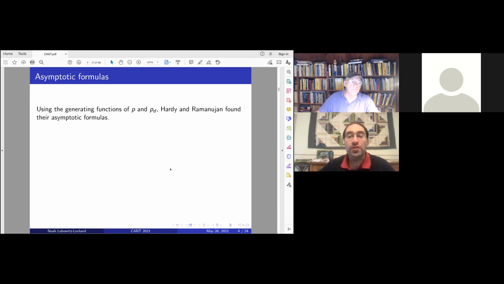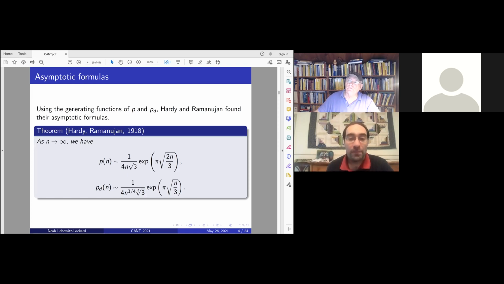And one of the first really big results on partitions was Hardy and Ramanujan's asymptotic formulas. So just using the generating functions, Hardy and Ramanujan found the asymptotic formulas for P of n and P sub d of n. And here they are. So P of n is asymptotic to 1 over 4n root 3 times e to the pi root 2n over 3. And P sub d of n is 1 over 4n to the 3/4 times the 4th root of 3 times e to the pi root n over 3. And so the main thing to notice is these different exponential terms, that P of n has this extra root 2 in the exponent that P sub d of n does not have. So they're growing at e to a constant multiple of root n. And that's really the main size of the asymptotic.